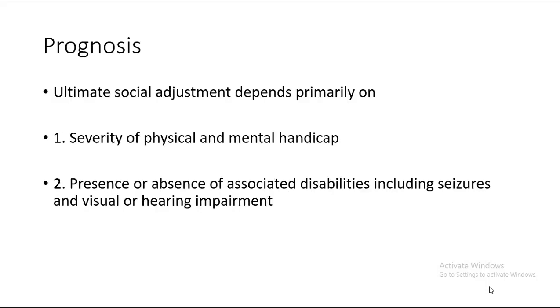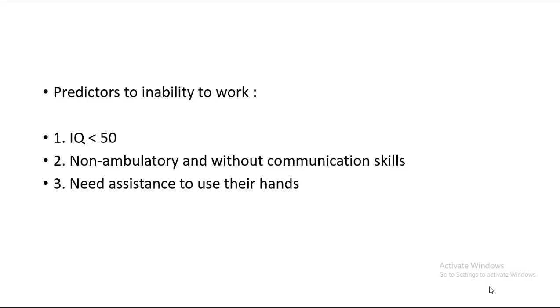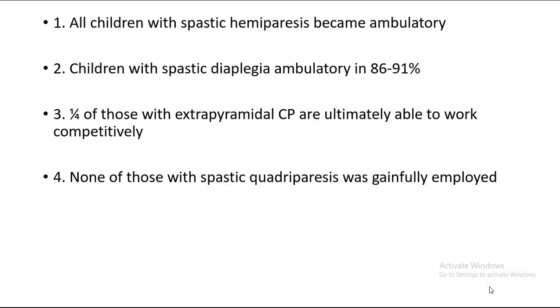What are the prognostic features of those children? It depends. The prognosis depends primarily on the severity of the physical and mental handicap and the presence or the absence of associated disabilities. Well, all children with spastic hemiparetic changes or spastic hemiparesis become ambulatory.